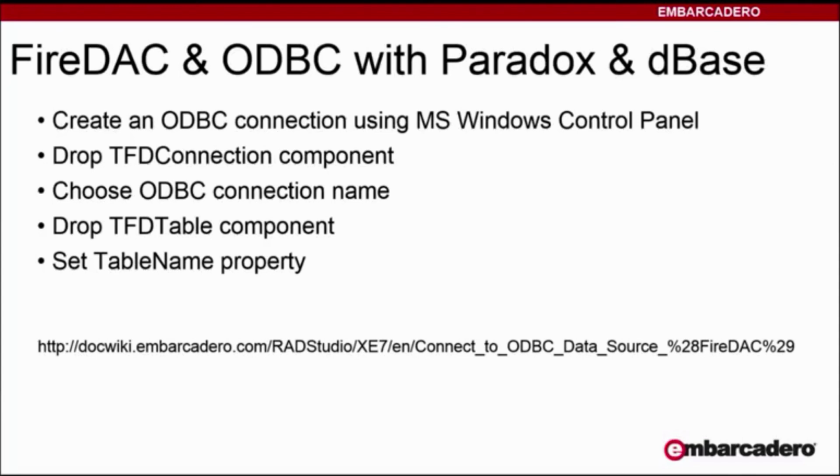First thing you do is create the ODBC connection using the Microsoft Windows control panel. Then in your Delphi and C++ Builder apps, drop a TFDConnection component, choose the ODBC connection name as your data source, then drop a TFDTable component and set the table name property to the Paradox or DBase database table that you want to use. And there's information about this in the FireDAC doc wiki.